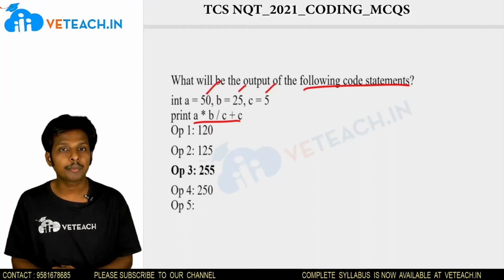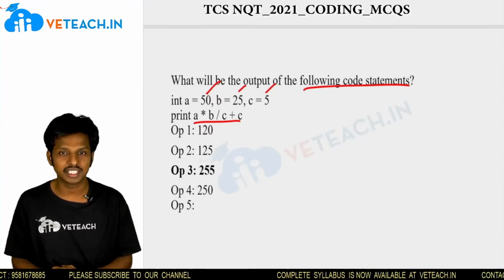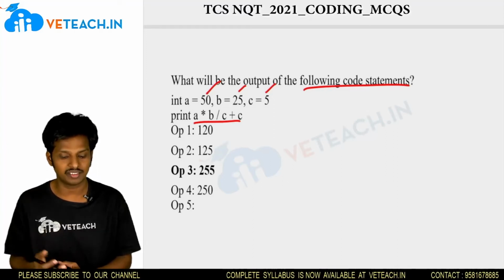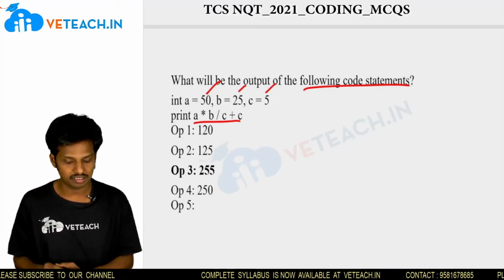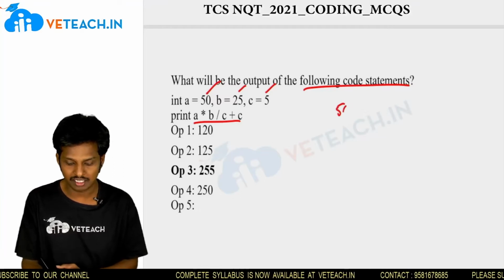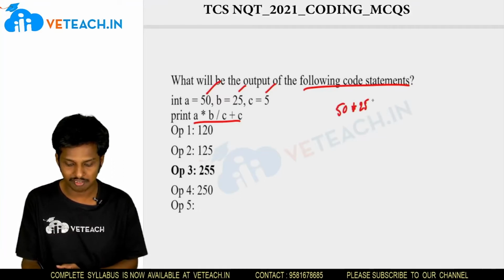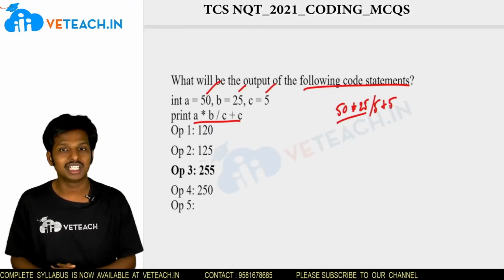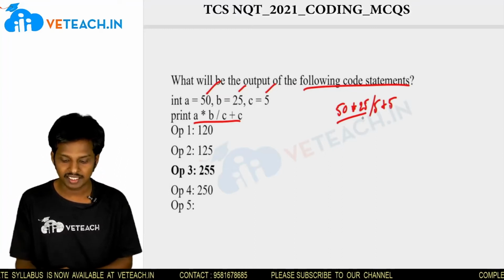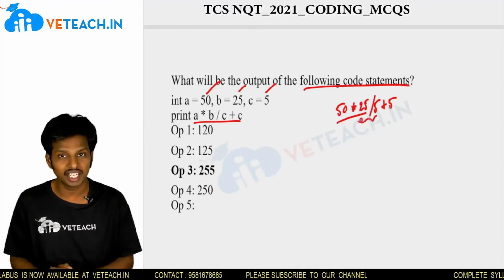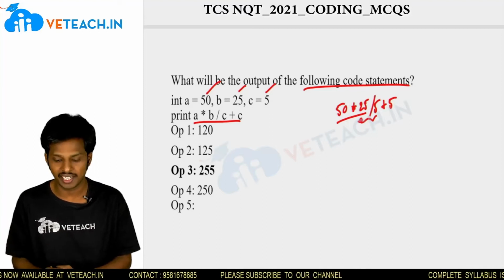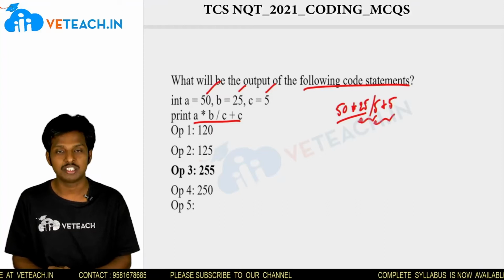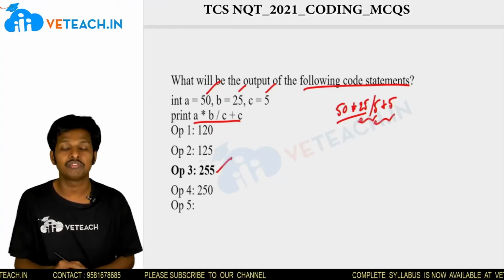Here, according to operator precedence, star gets evaluated first and then slash gets evaluated next, and then plus will have the next importance. So by substituting the values, 50 star 25 by 5 plus 5. The first 50 star 25 gets calculated first, and then the result of this will be divided by 5. This is how the expression is going to be evaluated, and the answer will be 255.